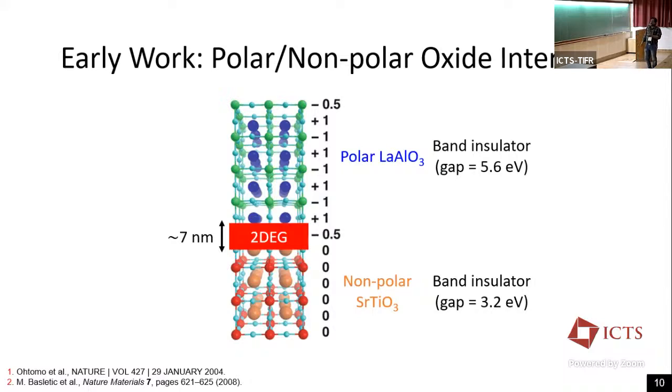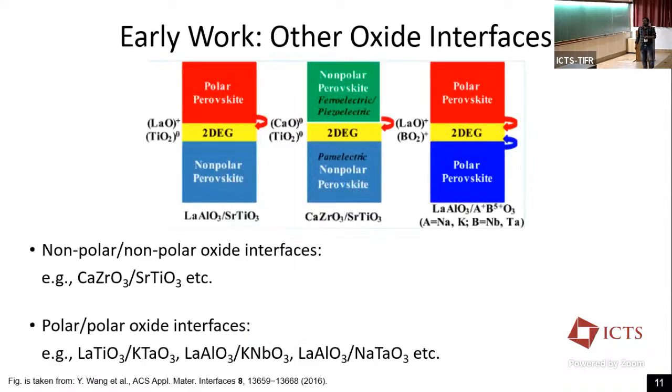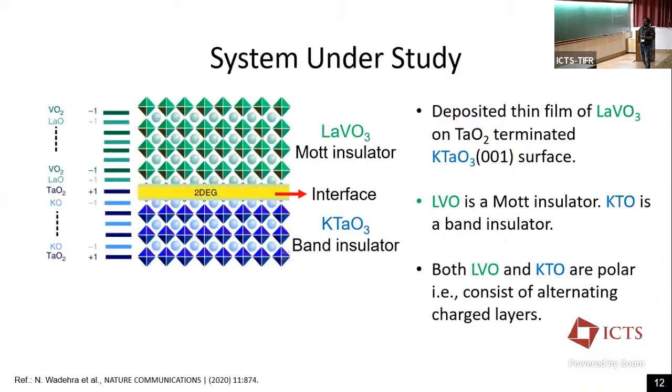Now this is the most studied system. Not only in polar non-polar interfaces, people have also found formation of 2DEC in non-polar interfaces, for example this material, and polar interfaces also. For example, there are many materials like that. Now in our work, our experimental collaborators have deposited a thin film of LVO on top of the TO2 terminated KTO 001 surface. And I just want to mention that LVO is actually a Mott insulator and KTO is a band insulator, and both are polar materials. Okay, which is not the case for the LVO/STO system, where LVO was polar and STO was a non-polar material.